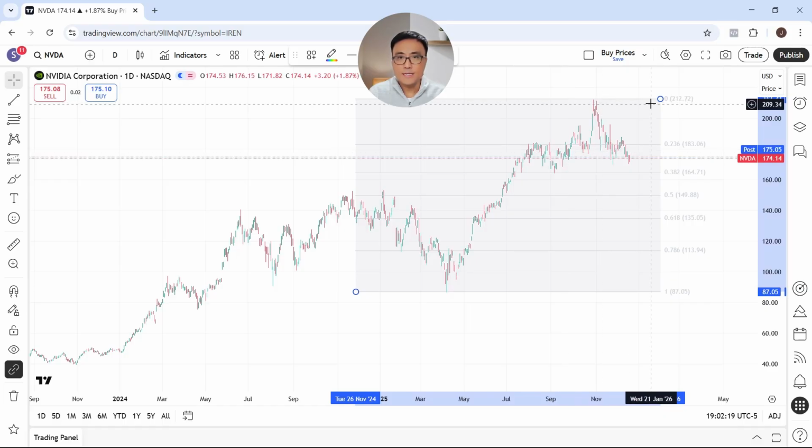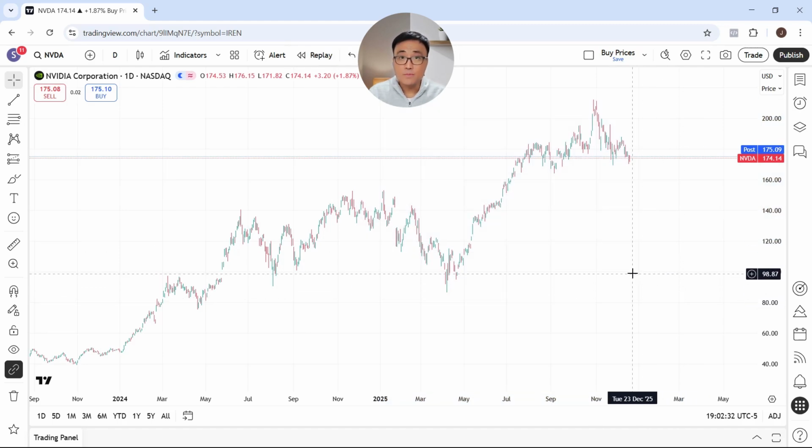And then you can see that there are lines, and there's a 0.236 line, 0.382, 0.5, and so on. That's the fib retracement tool. How do we use it? First of all, look at the trend. Where is the trend? There are two ways that you can do this.